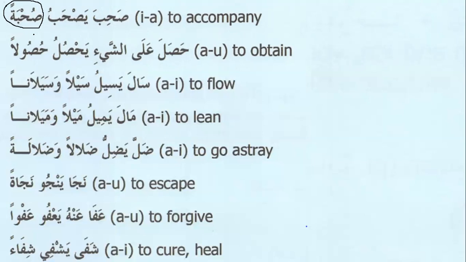For example, here, sahiba yashabu suhbatan, fa'alatan. Here we have hasala yahsulu husulan. Sala yasilu saylan wa saylanan. Sometimes it has two. Mala yamilu maylan wa maylanan. Dalla yadillu, we have dalalan wa dalalatan, two patterns. So naja yanju najatan, then afa yafu, and we have afwan, and then shafa yashfi shifaan. So as you can see here, najat is different, shifa is different, suhbatan is different, husulan is different, dalalatan is different. That's why I have given it here, so that you can write them down.